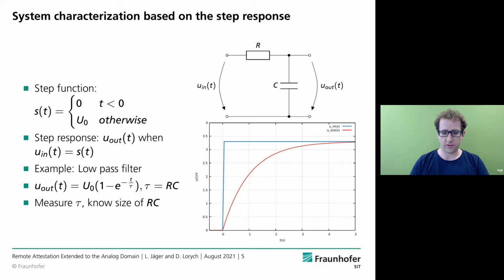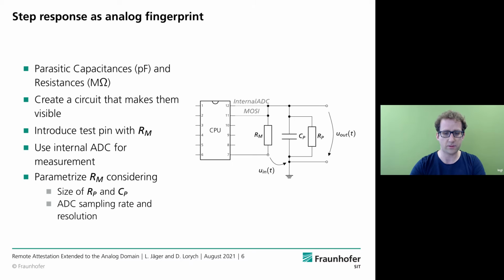And our idea was to use that for our fingerprint. And we wanted to exploit various characteristics that are present in all circuitries. All circuitries have some parasitic capacitances in the picofarad area and some parasitic resistances in the megaohm or gigaohm area. And they can characterize a system. So we created a circuit that makes them visible.